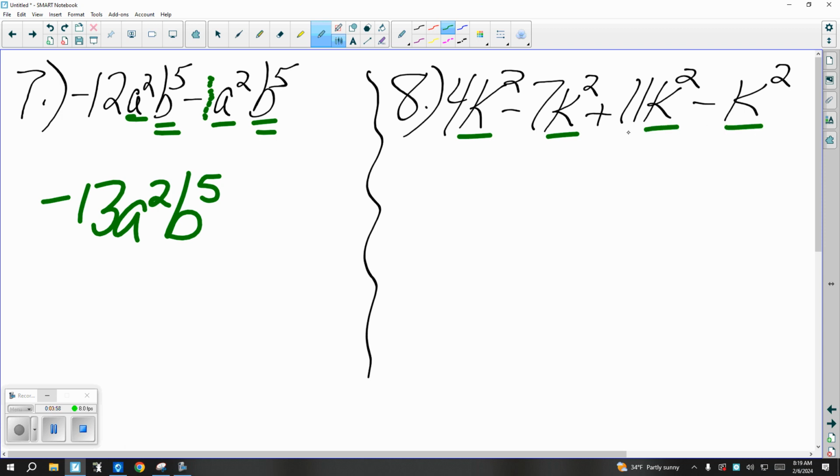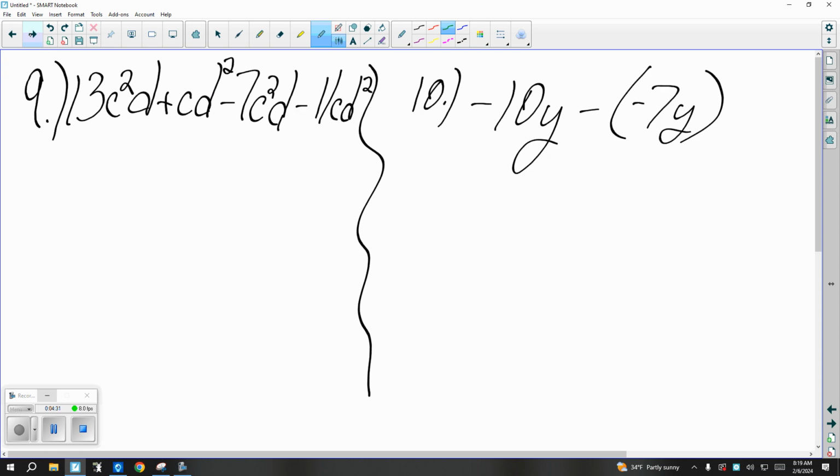Heck yeah, they're all k squared. And there's a hidden 1. Okay, so it's 4 minus 7, which is -3, plus 11, which is 8. 8 minus 1 is 7k squared. Just do it in your calculator. 4 minus 7 plus 11 minus 1. So -3 plus 11 is 8. 8 minus 1 is 7k squared. You do not change the powers. Don't make up your own math rules.